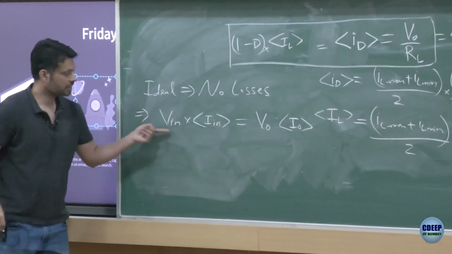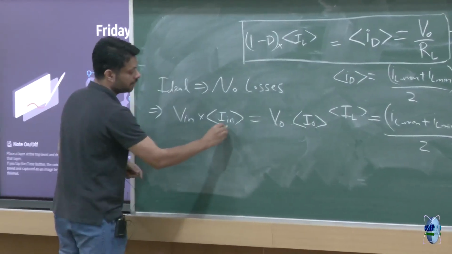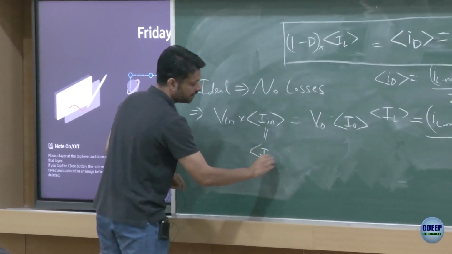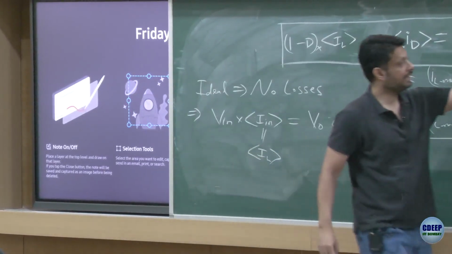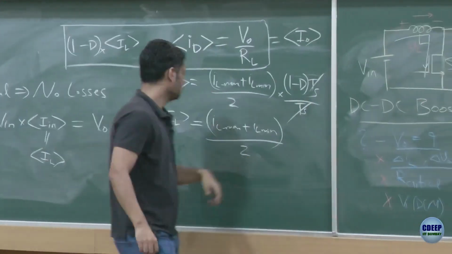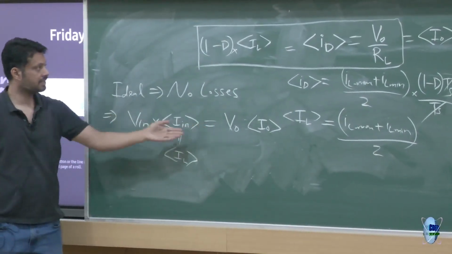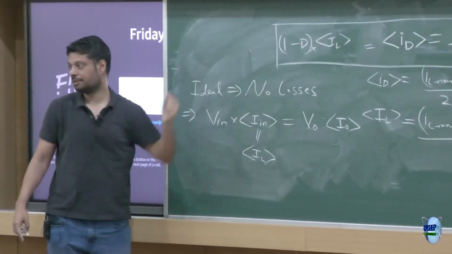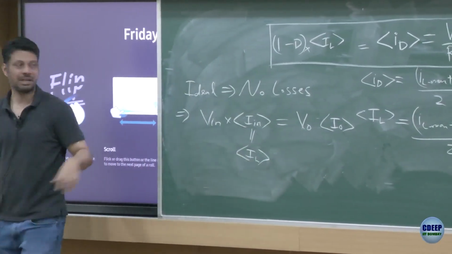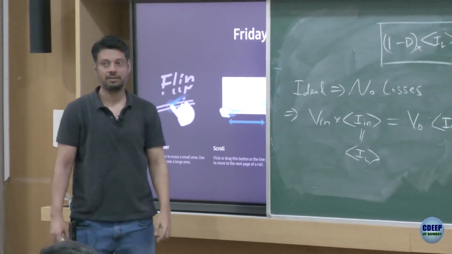We already have expressions for V in and V naught, right? This I in average is nothing but equal to the inductor current average, because I in is this and inductor current is this, they are anyways in series, right? So you just substitute V naught is equal to 1 upon 1 minus D, and you will quickly get the same expression, without really drawing those triangles and writing that expression.